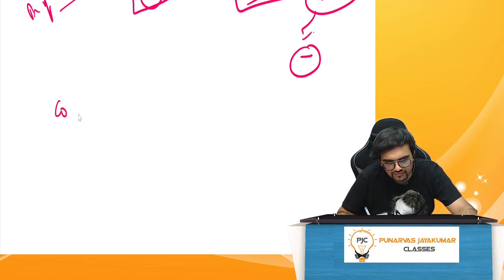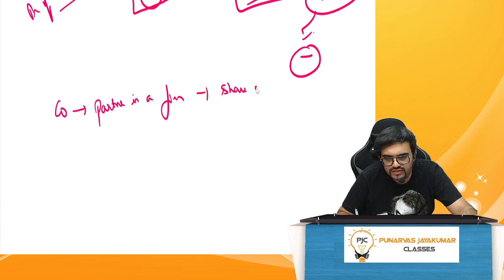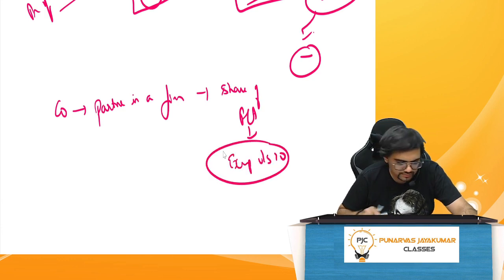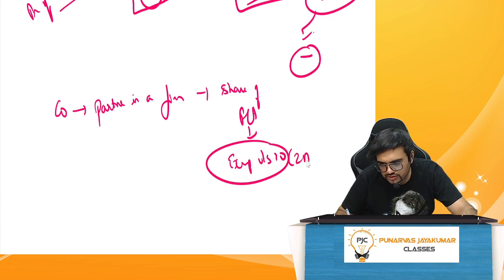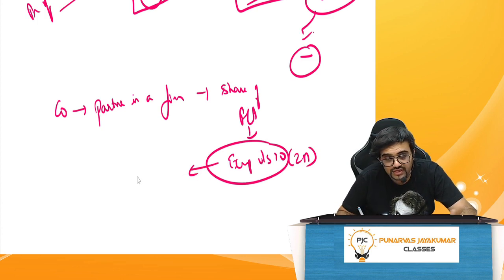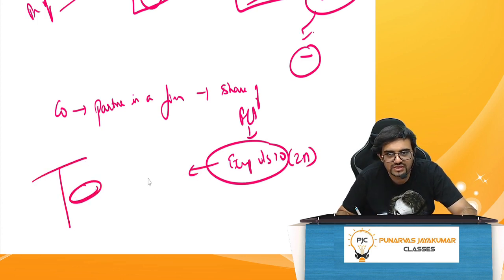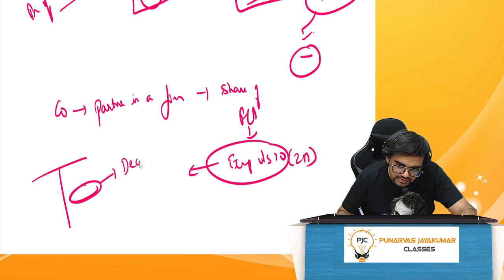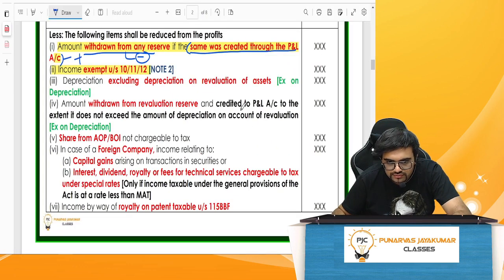Continuing this, if a company is a partner in a firm, its share of profit is exempt under section 10(2)(a). Since it is exempt under 10(2)(a), the share that a company receives from any partnership firm would be deducted, because income exempt under sections 10, 11, 12 should be deducted.